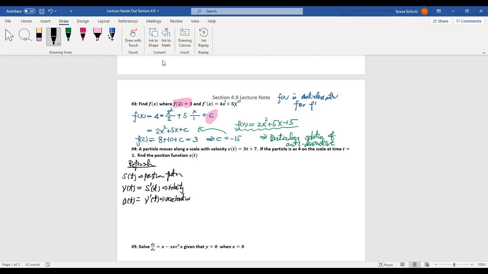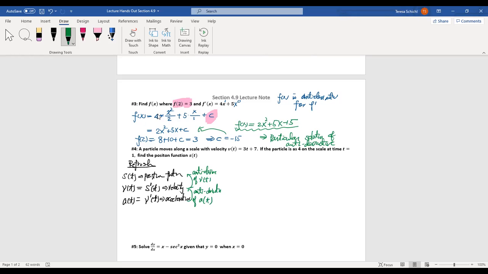Right? So the velocity is the derivative of s(t). So now you can go backward. So I know s(t) is the antiderivative of what? Of the v(t), right? Then the accelerations, right? So then we will say v(t) is the antiderivative of the a(t), right? So that's how we go backward.